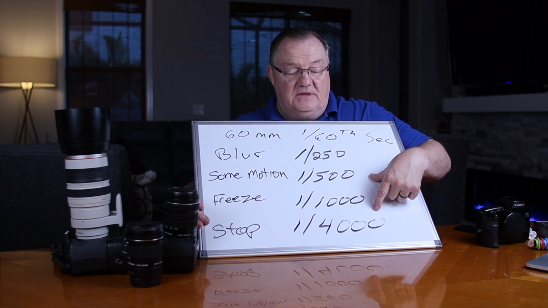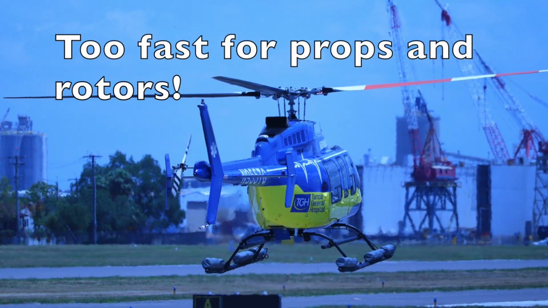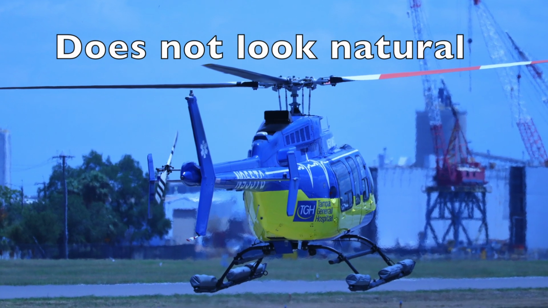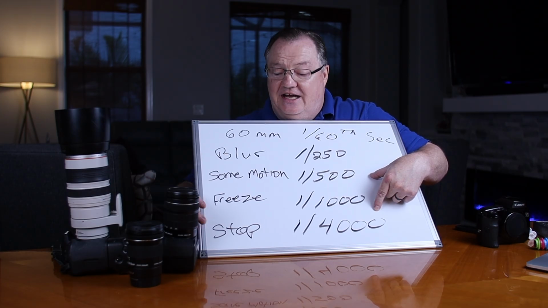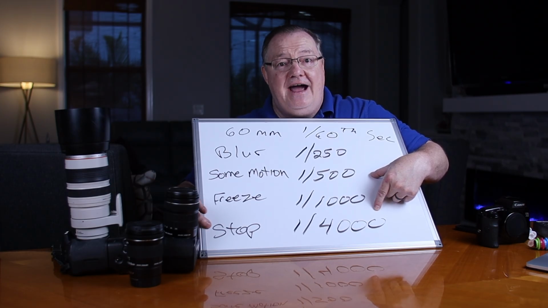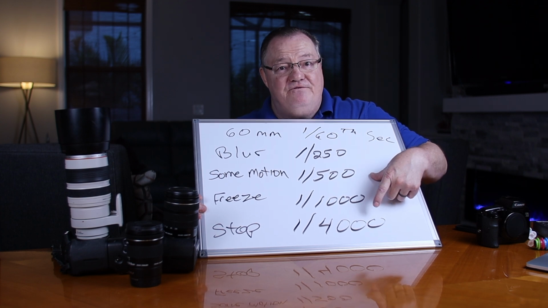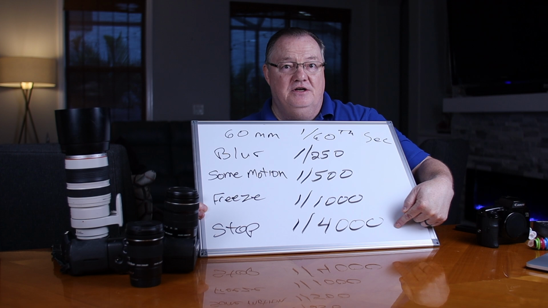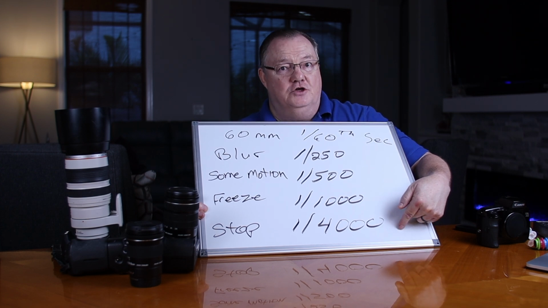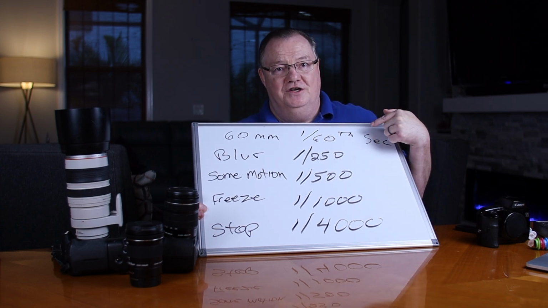And then the limit on some of the cameras is 1/4000th of a second. That's as fast as some of the beginner level cameras will shoot. That should stop all of the action. But if you're going to shoot that fast, you need to have a lot of light. So the more light you have, the faster shutter speed you can use. The less light you have, the slower shutter speed you want to use.